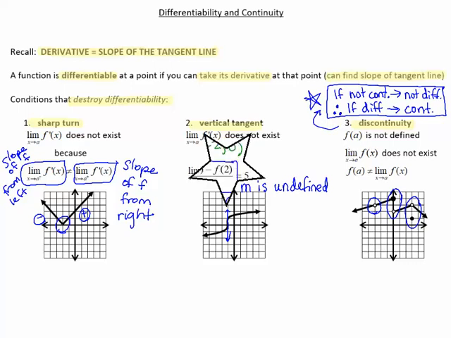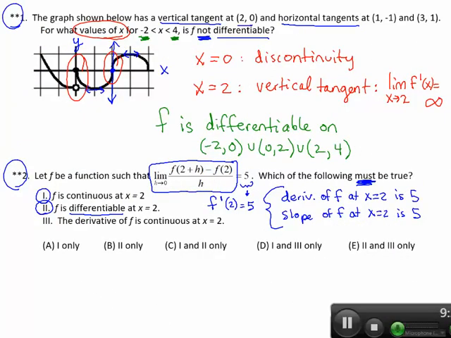Let's go back to our problem and look at the third part. The derivative of the function is continuous at x equals 2. Well, we know the function is continuous, but we don't have enough information to tell that the derivative of the function is continuous. So it's just choices 1 and 2 only. We're going to select C for that reason.